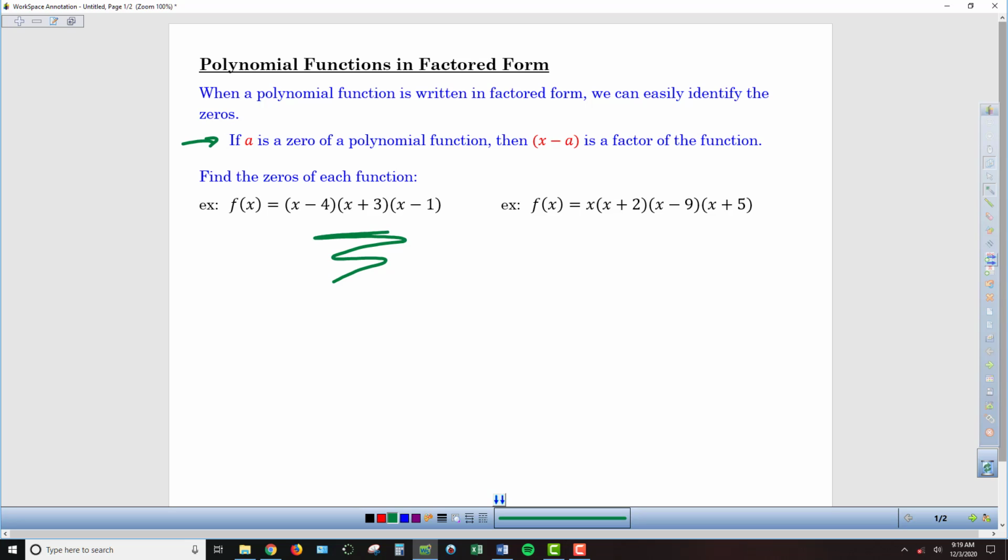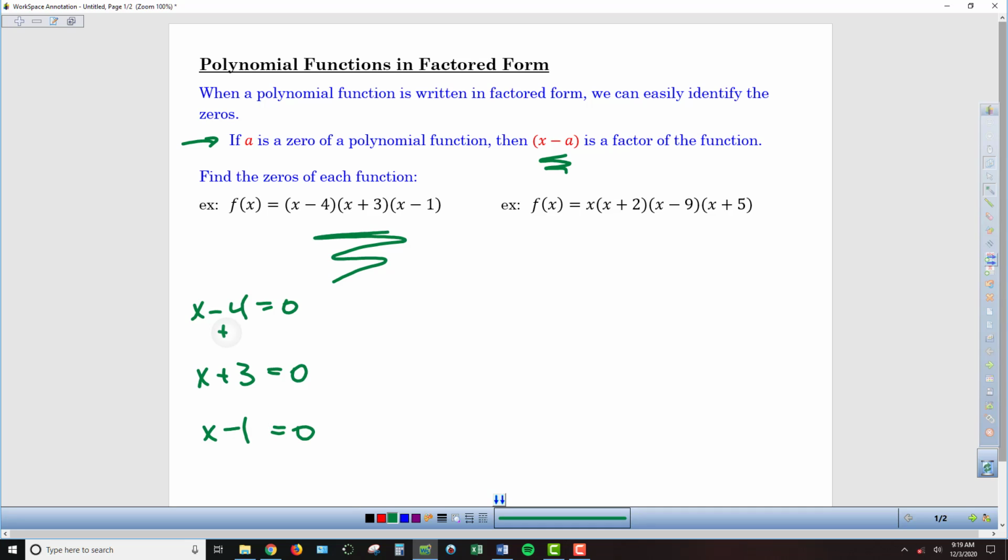So again, it says here, as long as we know some number is a 0, then we know that x minus that number is a factor. So in the case of the first example here, if we want to find the zeros of this polynomial function, I'm just going to take each one of these factors, set them equal to 0, and then solve.